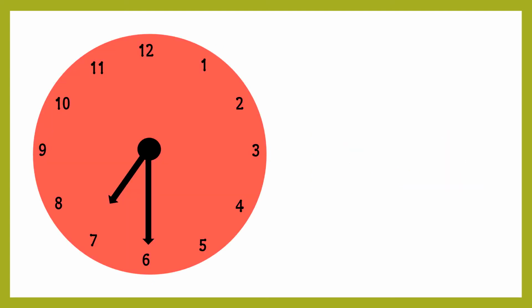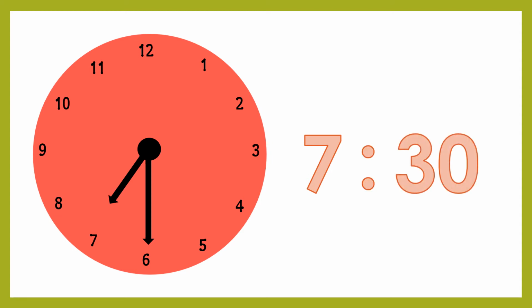Now let's go to the next clock. The short hand is pointing to 7, so the hour there is 7. And the long hand is pointing to 6. This 6 is 30, right? So the time now is 7:30. Very good.